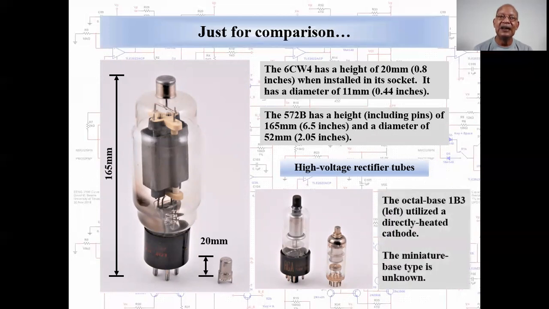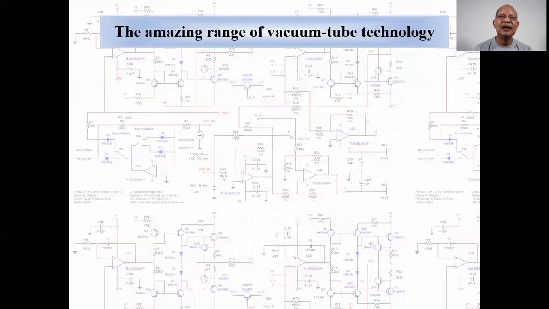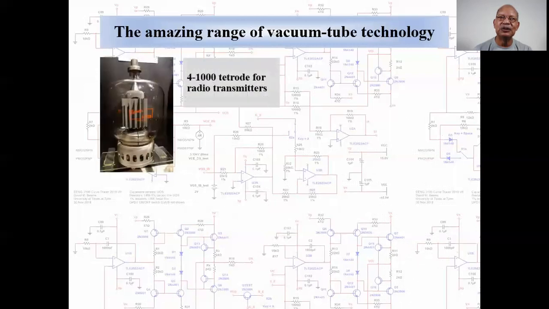The octal tube on the left has been identified. The markings of the miniature base tube have been worn off. Let's look at some more exotic vacuum tube examples.